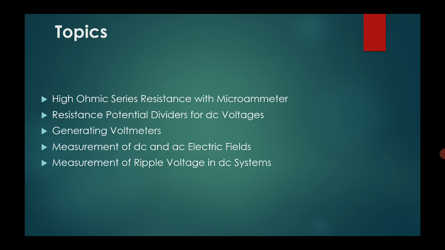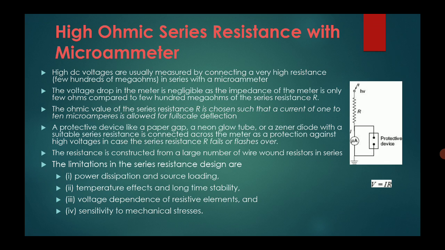Again we have resistance potential dividers for DC voltages. We have generating voltmeters, and we will be measuring AC and DC electric fields. Next we will talk about ripple voltages. In all the DC we come across, we do not actually experience a pure DC, we have some ripples in there, so we will be measuring the ripple voltages in the DC system.